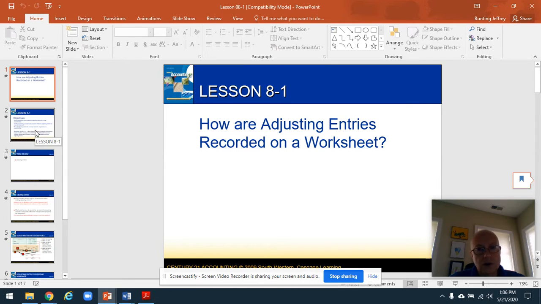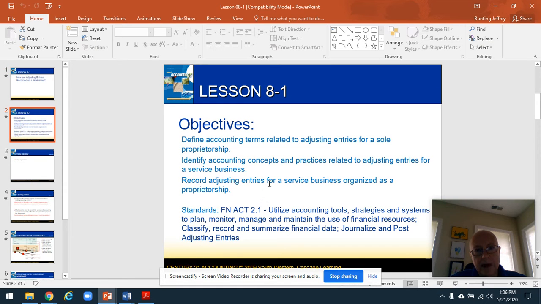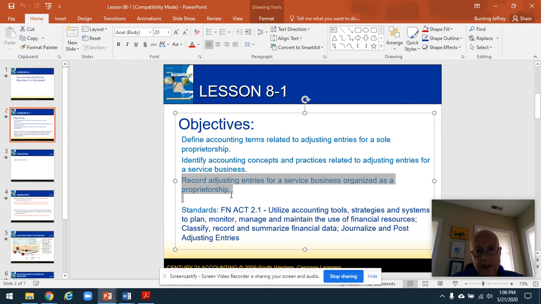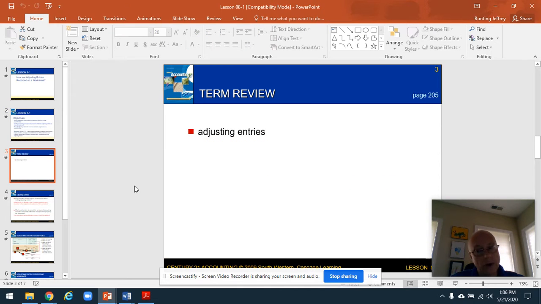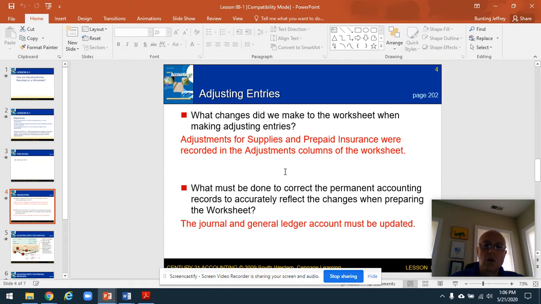So the central question is how are adjusting entries recorded on a worksheet? Our objectives here are primarily to record the adjusting entries for a service business organized as a sole proprietorship. And our Common Core standard here is to journalize and post adjusting entries to get to the meat of it. One term, I think you guys have figured this one out. Okay, so I'm going to go through this and just kind of get your minds working again.